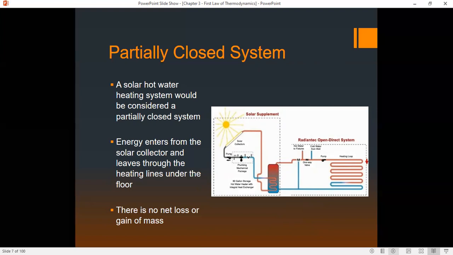In this case, energy is coming in as light, okay? It's heating up a working liquid. The working liquid is then stored. And then this water can be circulated throughout a house to allow this heat out when it's needed. So in this case, energy comes in the form of light, and energy leaves the system in the form of heat. There's no net loss or gain of mass.